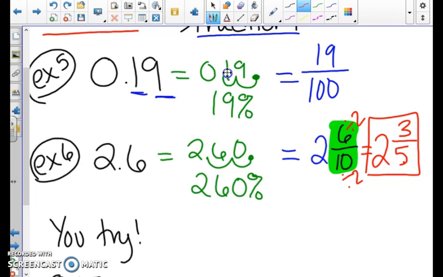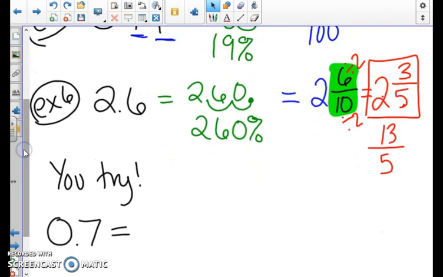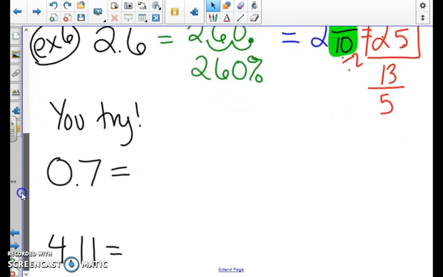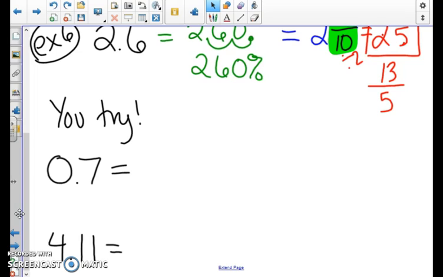If we want to make this into an improper fraction, 5 times 2 is 10, and then you add your 3, so that's actually 13/5. All right, here's your you-tries for this section. Turn 0.7 into a percent and a fraction. And turn 4.11, so 4 and 11/100ths, into a percent and a fraction.